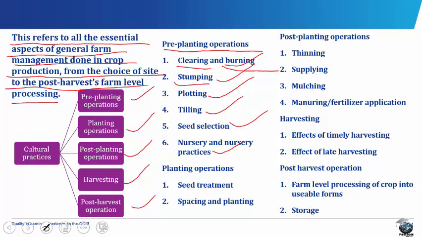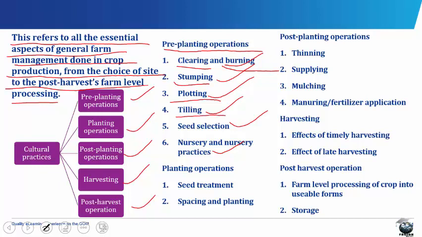Stumping. Stumping involves uprooting the bases of shrubs and trees. It can be done manually using a cutlass, the mattock, axe, or by a bulldozer. Plotting. A new farm is usually laid out in rectangular plots using the 3-4-5 method. A ranging pole and a measuring tape are the essential tools for plotting.